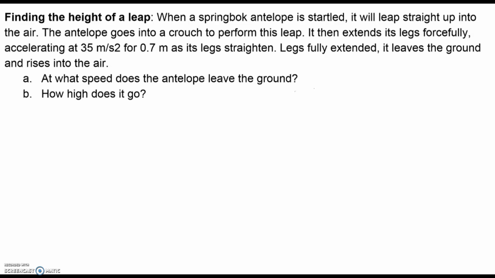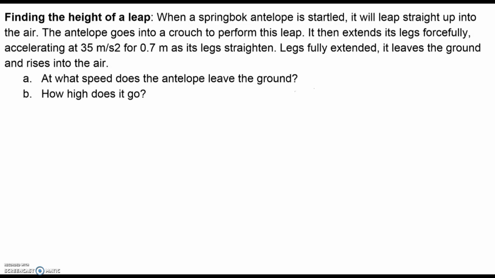So we're looking at this example here. We've got a springbok antelope that's startled, and it leaps straight up into the air. The antelope goes into a crouch to perform this leap. It then extends its legs forcefully, accelerating at 35 meters per second squared. Sorry, there's a little typo there. For 0.7 meters as its legs straighten. Legs fully extended, it leaves the ground and rises into the air. At what speed does the antelope leave the ground, and how high does it go?